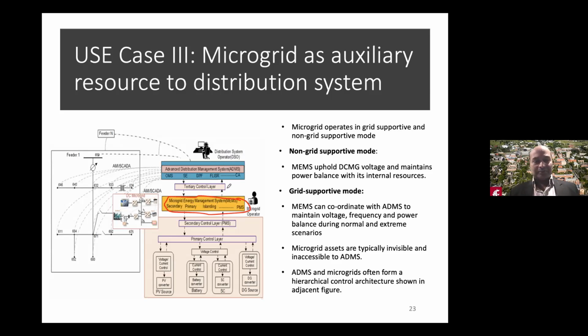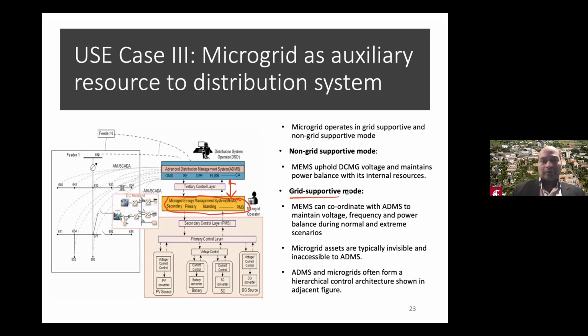ADMS will give a set of signals here, which will tell the set point and tell that, okay, I need your sources, maybe reactive power or real power, whatever it is. And that will be provided back to the distribution system and coordinated with the ADMS. So we need this coordination between ADMS and MEMS. And we call it 2 different modes. One is non-grid supporting mode, where MEMS is doing its own thing, managing things, and does not care about providing service to ADMS or to the distribution grid operator.